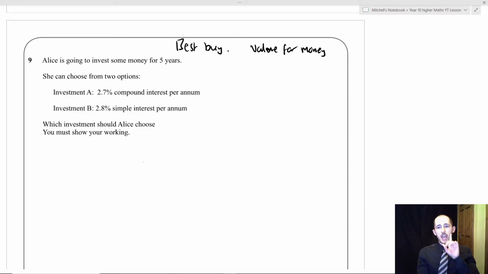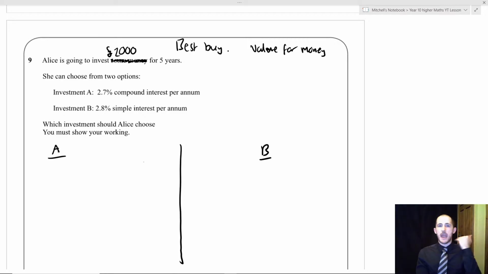So I want to change something. In this question, instead of some money, just for demonstration, can I change this to £2,000? I'm going to do this question again, with an example with money specifically. So Alice is going to invest £2,000 for 5 years. She can either choose investment A or investment B. Investment A is 2.7% compound interest. Investment B is 2.8% simple interest.